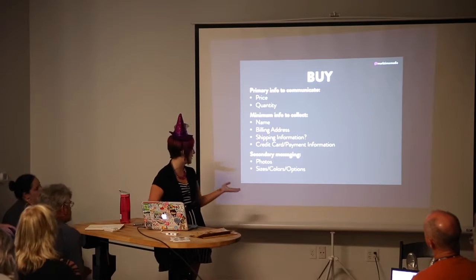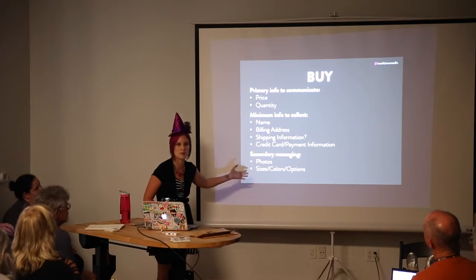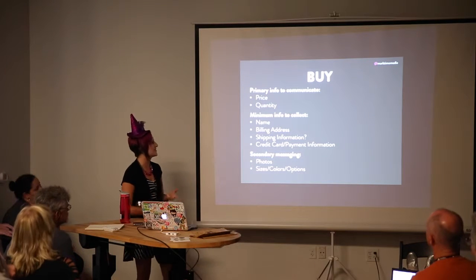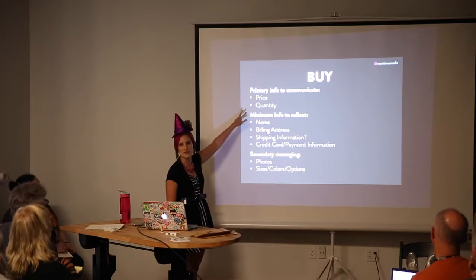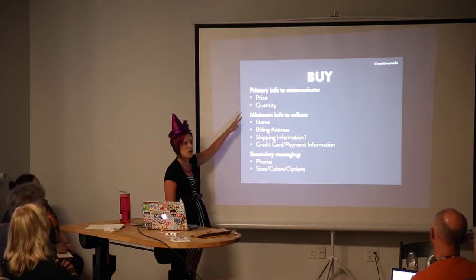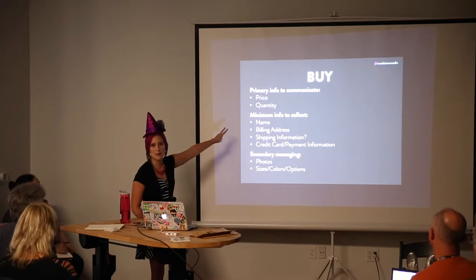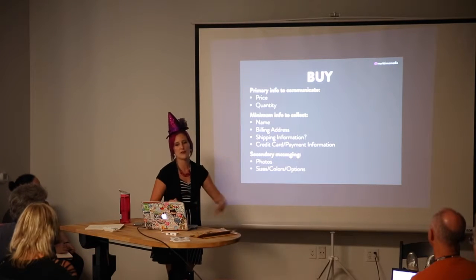Now, there's other messaging, right? There's usually photos of a product. If there are sizes, there are colors, there are options. But these two things right here are the most important thing that they need to know. They want to know, how much is this thing? How many am I buying? Do they correlate to each other in some way?